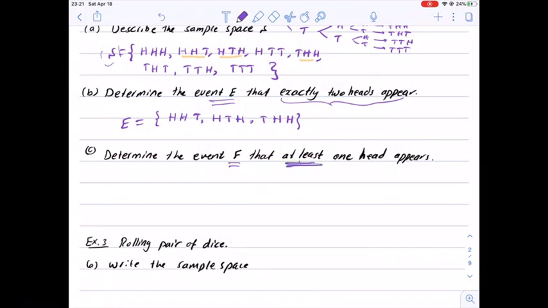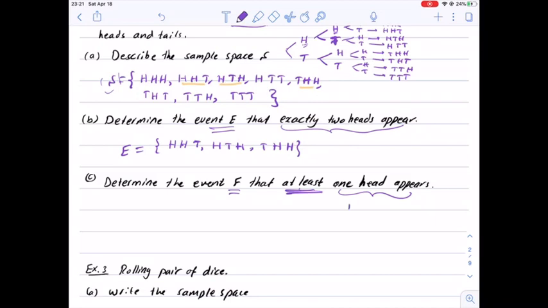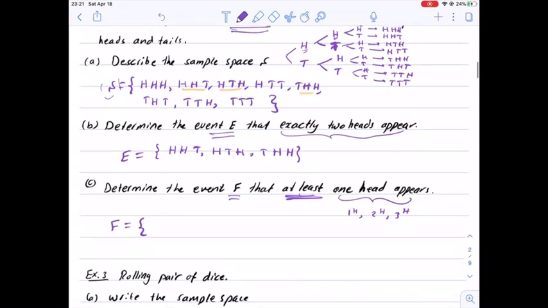Now part C, we want to determine the event F that at least 1 head appears. What does that mean? 1 head, or 2 heads, or 3 heads. That's what we mean by at least 1 head. At least 1, either 1 or 2 or 3. So what are the elements of the event F?